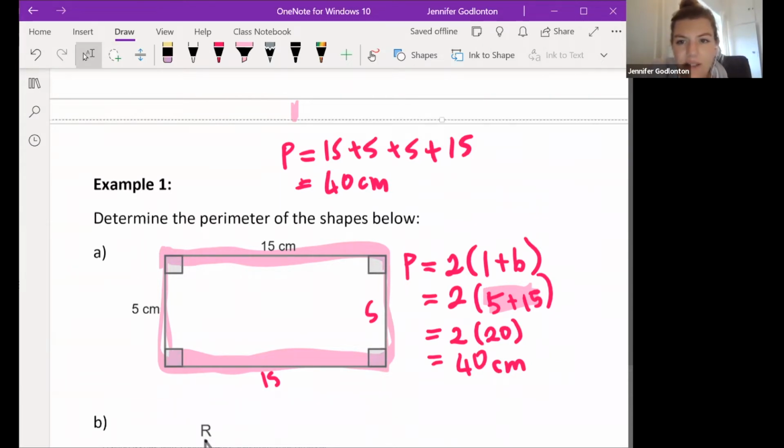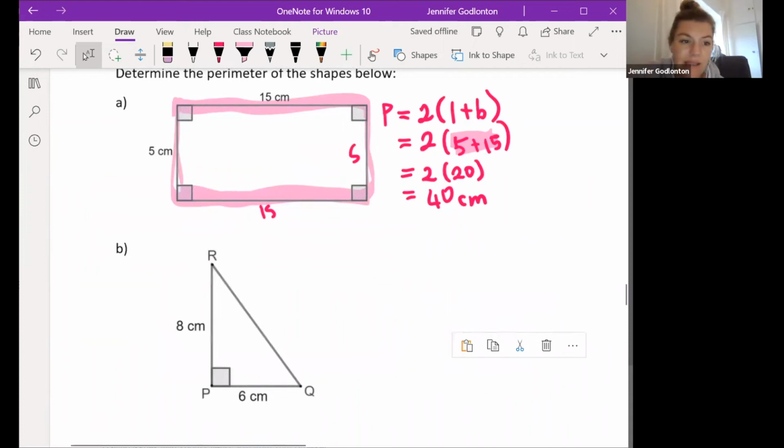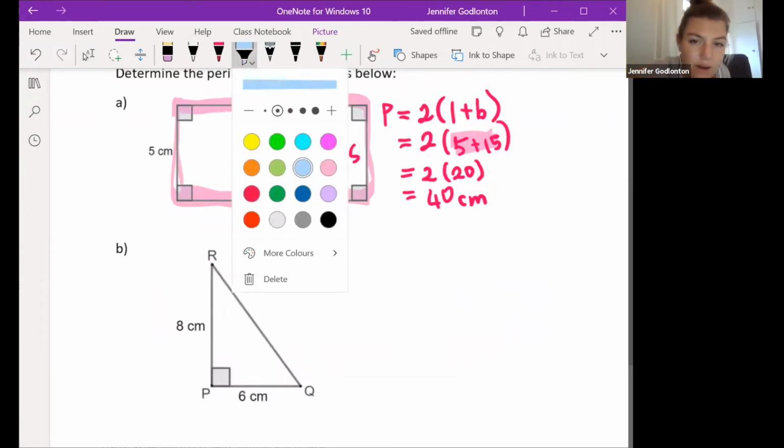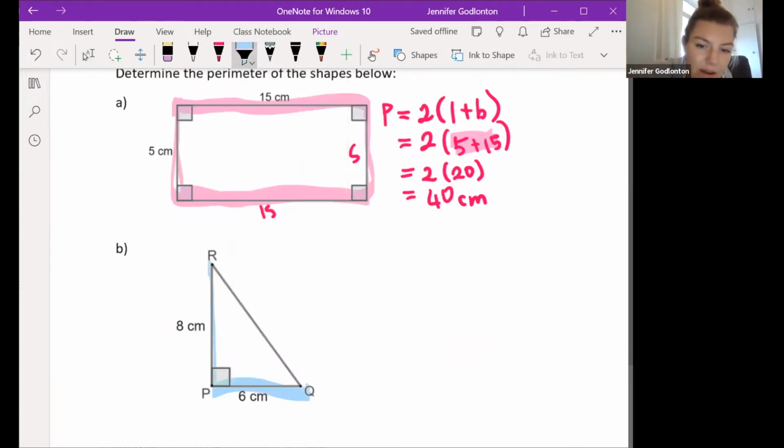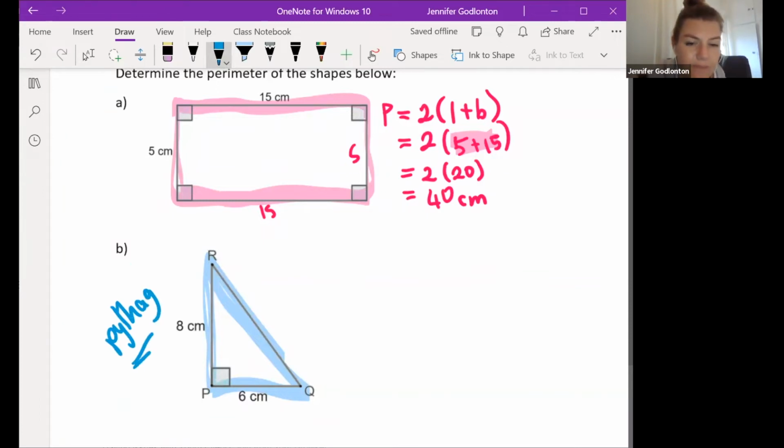Okay, next question. What we are looking at is a right-angled triangle. Now, when we see a right-angled triangle, what does our brain think of? What word needs to jump into our brain? Pythagoras. Yes, good. As soon as we see a right-angled triangle, we need to think Pythag. Okay.